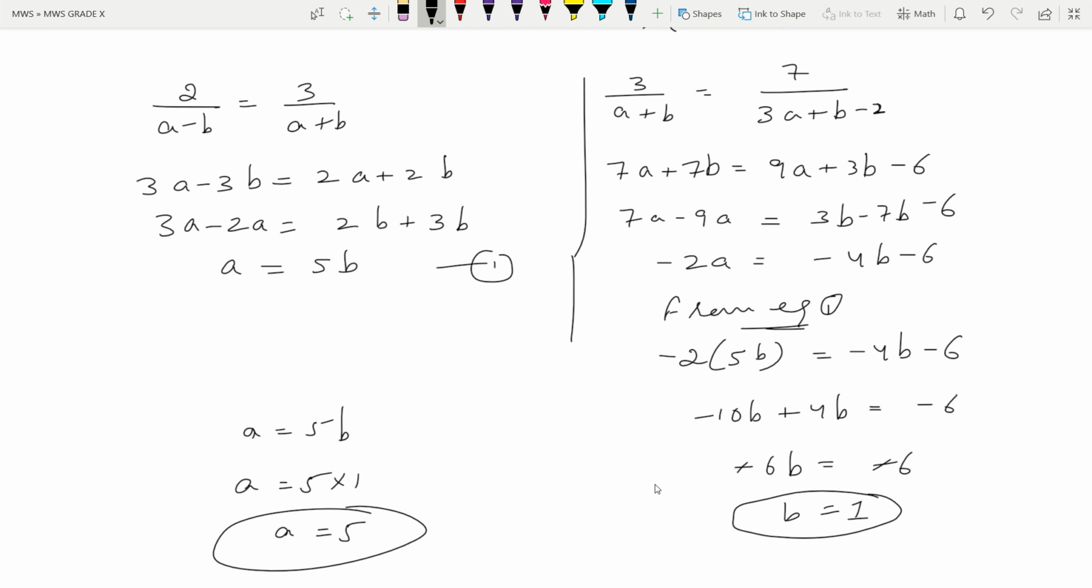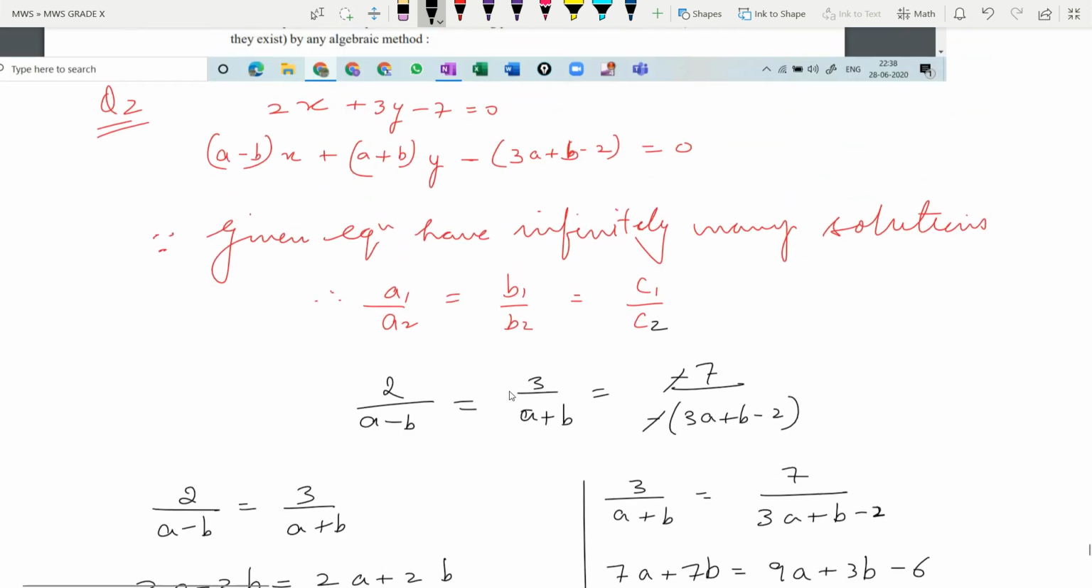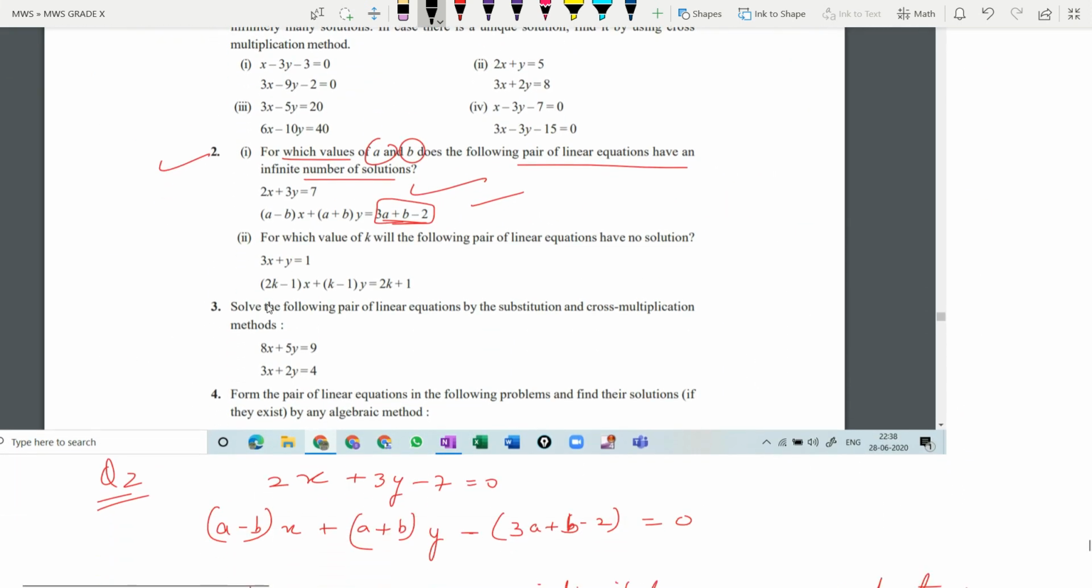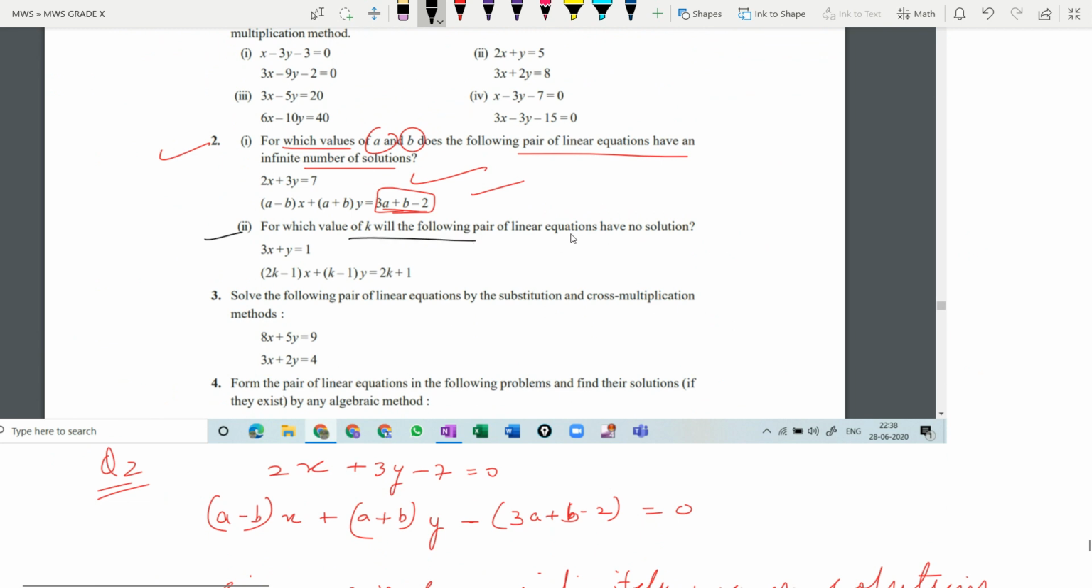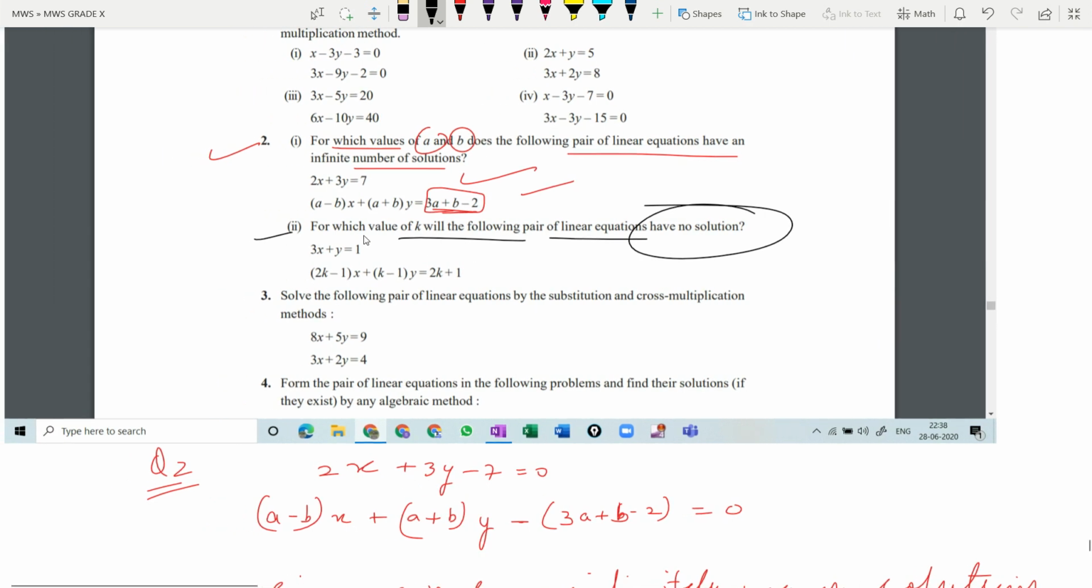So we'll move now to the next part, that is the second part. Find the value of k. So the pair of linear equations has no solution. For there to be no solution, we know that two ratios are equal and the third is not equal. For example, a1 upon a2 is equal to b1 upon b2, but it is not equal to c1 upon c2. So let us write this equation.